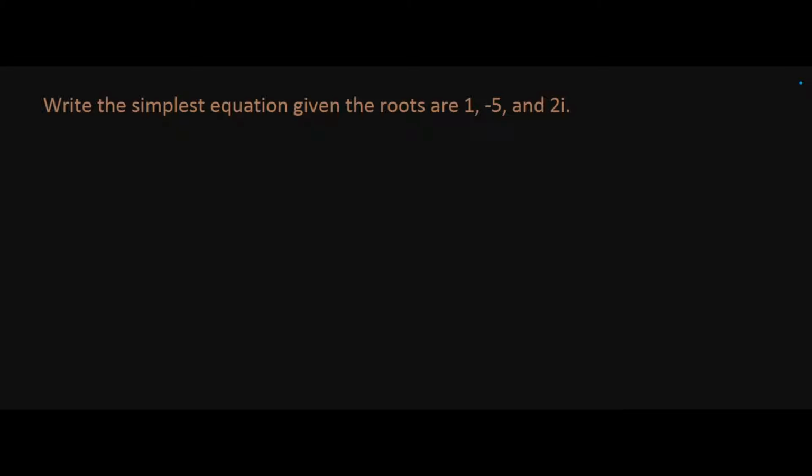Write the simplest equation given the roots are 1, -5, and 2i. Naturally, when I first was doing this, I thought the roots are 1, so this is going to be x minus 1, and this is -5, so x plus 5, and x minus 2i. And this is actually incorrect. This isn't the right equation for this.